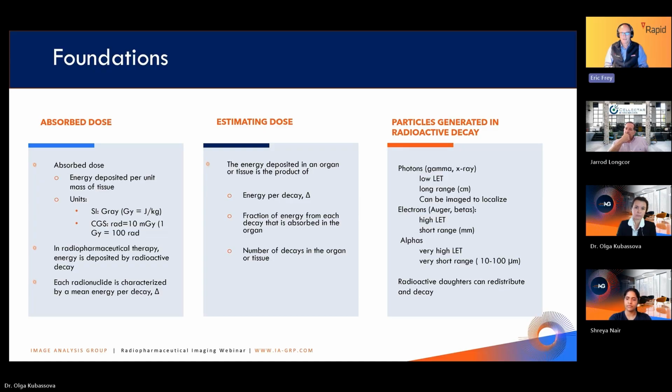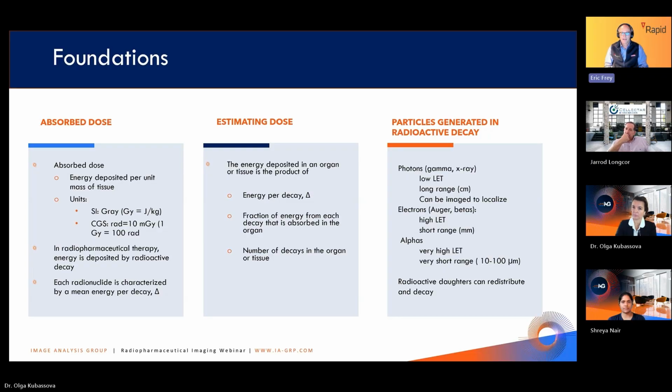Every time the radionuclide decays, it emits some particles. Some of the particles are absorbed in the organ that it decays in. Some of them travel to neighboring organs. So the second factor is the fraction of the energy from each decay that's absorbed in some structure of interest, in an organ or even a voxel. The third factor is that you need to know the number of decays in that organ or tissue or voxel. And I'll be talking more about that in the next slide, how we estimate the number of decays.